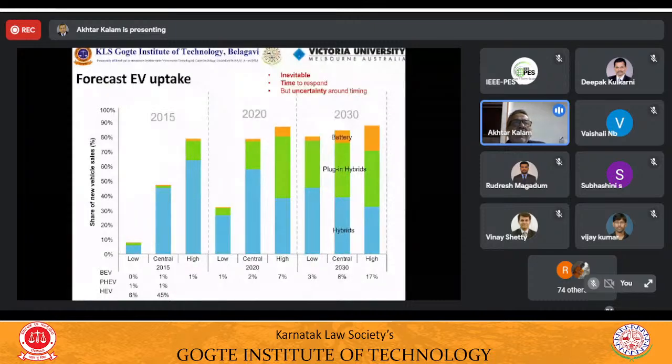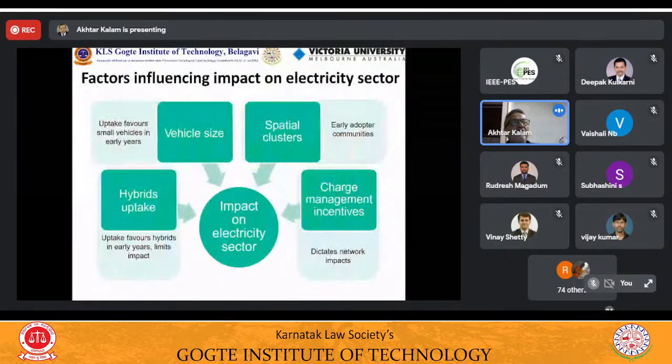After that, let us look at factors which are influencing the impact on the electricity sector. This will be the uptake of hybrid, and this will limit the impact because people would like to go to hybrid first. I still remember about 10 years back when I had my petrol car, I converted it to run with petrol as well as gas. So the same sort of option will come, that people will be using electric as well as the petrol car. So hybrid will definitely be there in the first few years.